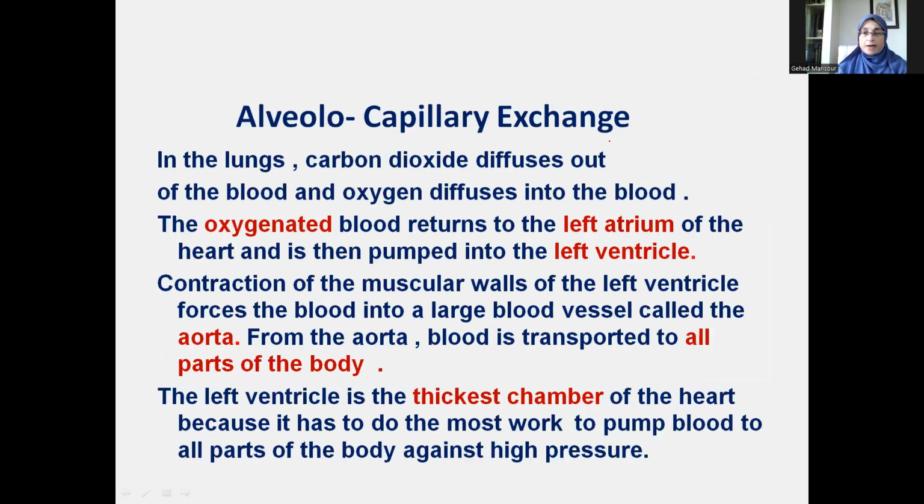Of course, you have to know the alveolo-capillary exchange. You know the structure of the capillaries. They have fenestrations. They are thin-walled because they are made of one layer of endothelial cells. They do not have smooth muscles in their wall. And at the air sacs, they receive oxygen from the air sacs and give back carbon dioxide and water vapor.